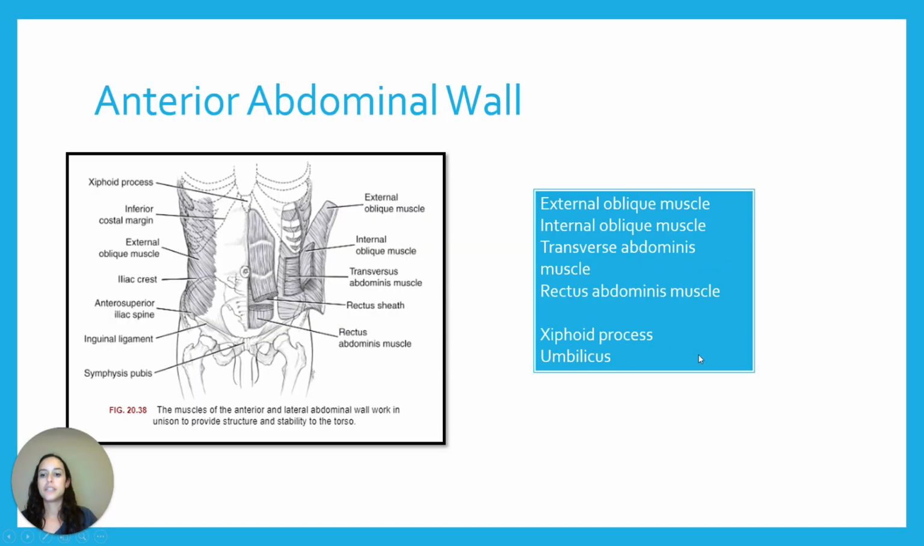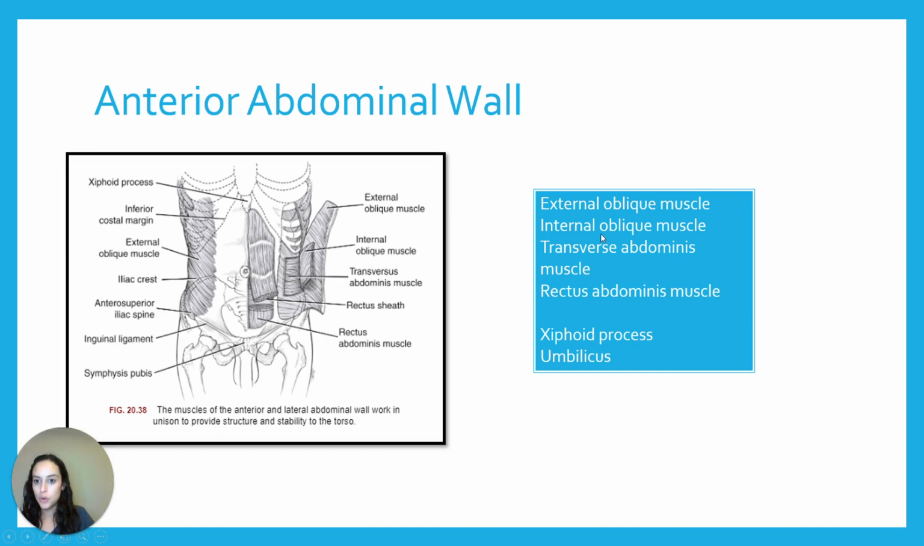So starting with the anterior abdominal wall. The book starts going over the muscles that make up your anterior abdominal wall. The first muscle that they go over is your external oblique. So this is the most outer, most superficial muscle in your abdomen. It actually extends from the outer lateral of the body to the midline. So that's the trajectory that it's taking.